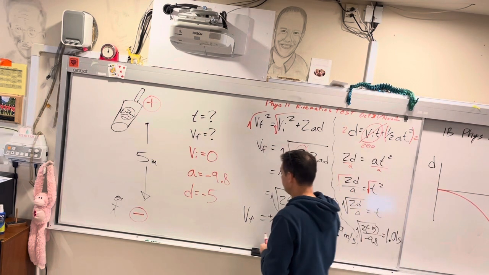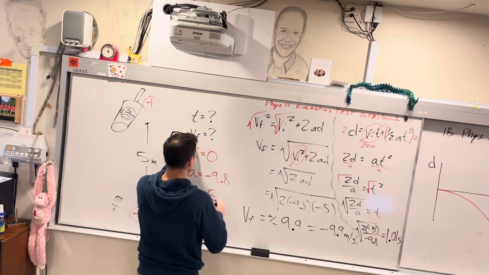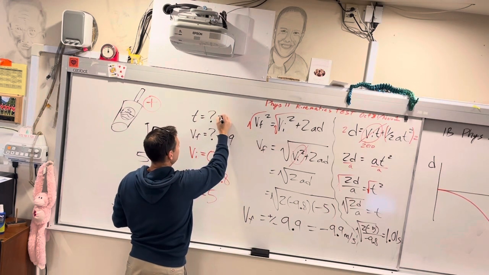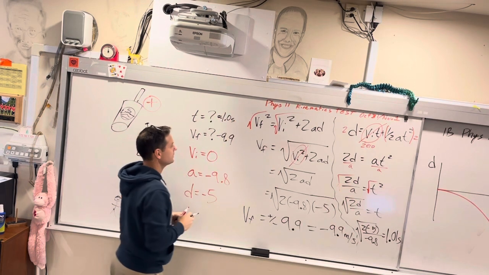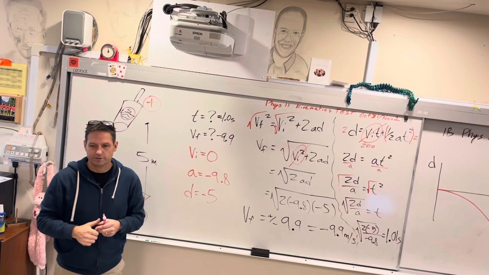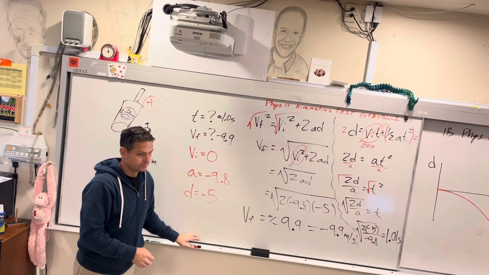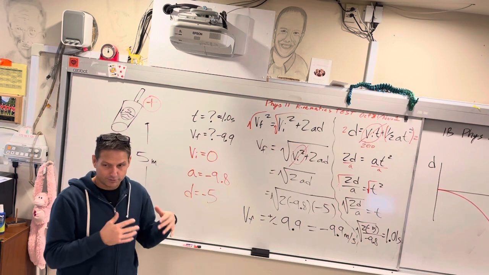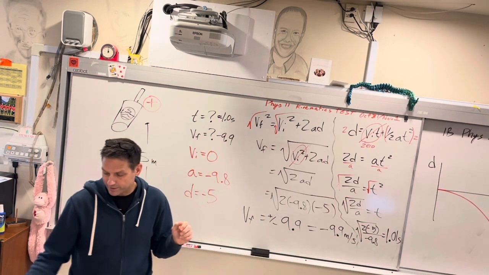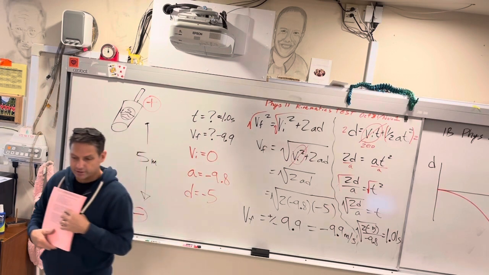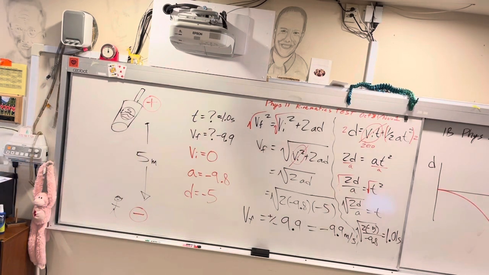Okay. So my VF was negative 9.9, and my time would be about 1.0 seconds. A little bit more. That's kind of how you would approach these problems. I have some practice for you that I'm going to give you right now. And I'll also post a logger post, so if you get a chance, you can download the logger post stuff.